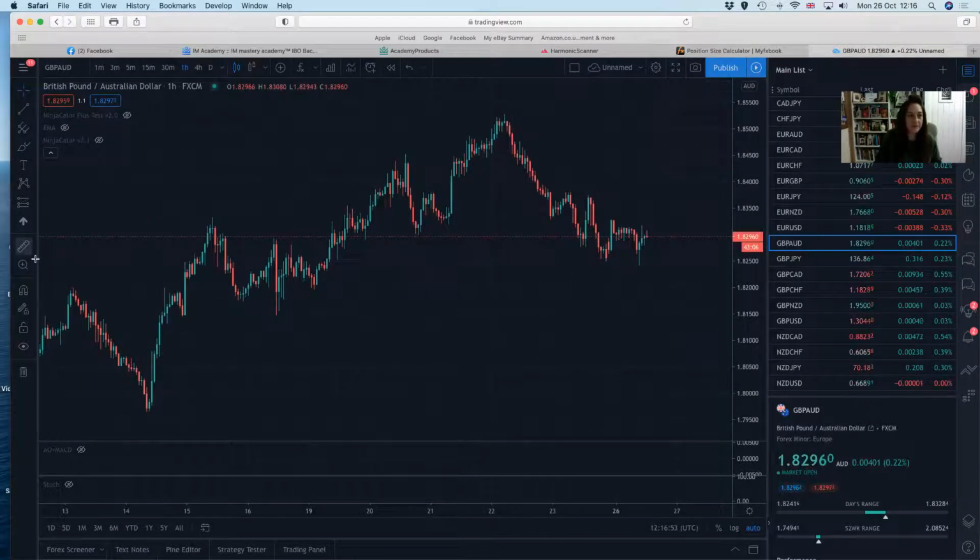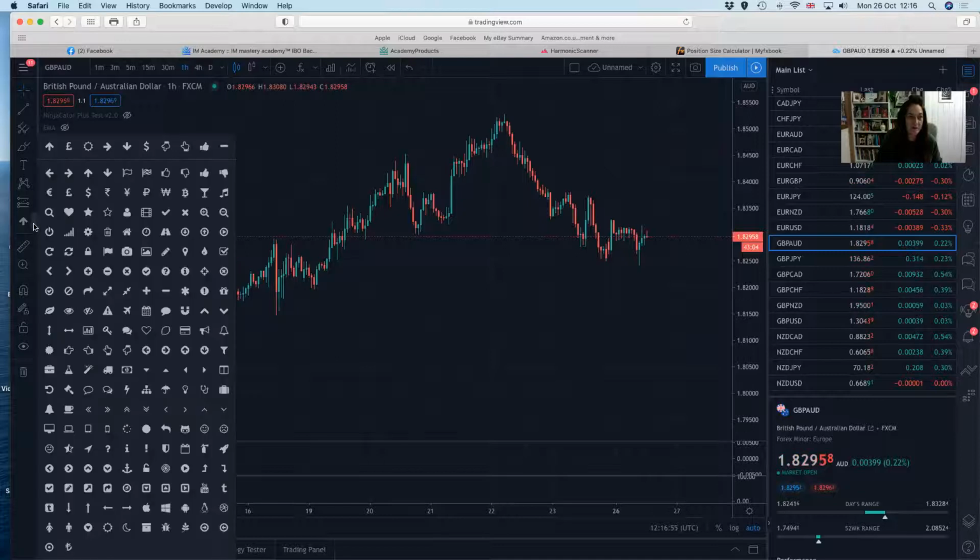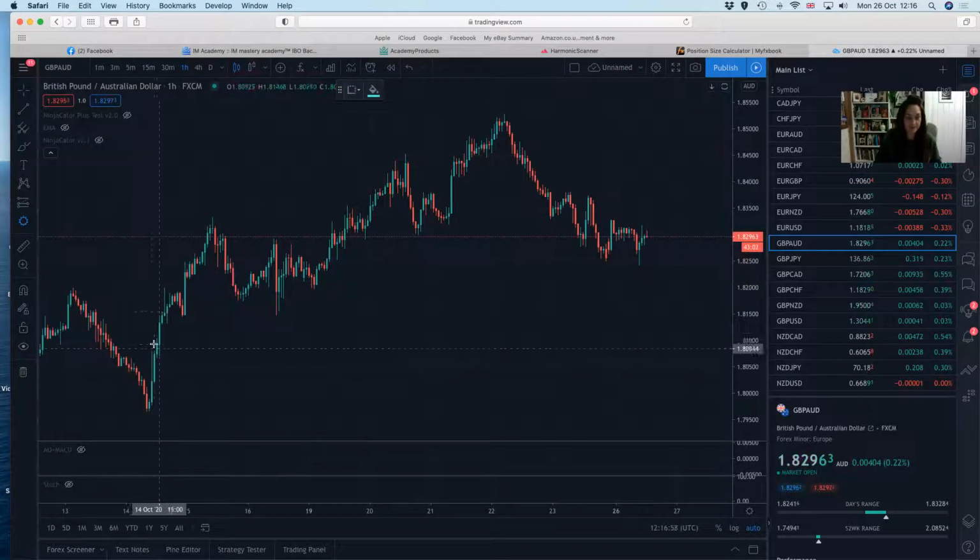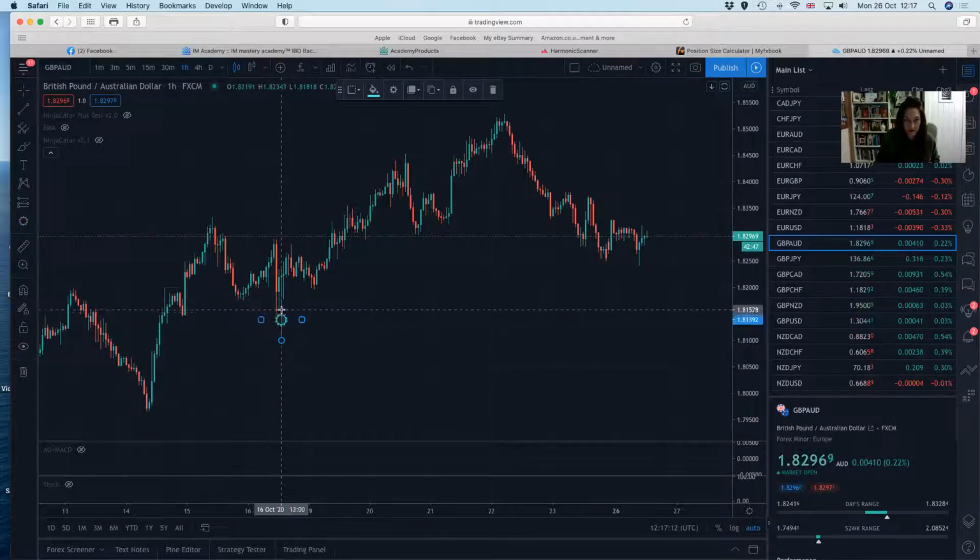So this is what I do, but everyone's different: I grab a little shape. My X was on the 16th of October, so we're going along this bar here, 16th of October at 1. Okay, so it was there. That was my X point. So I'll put a little mark there.